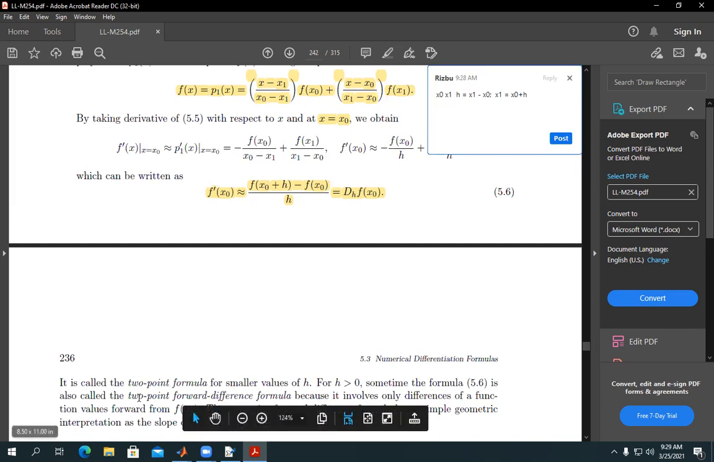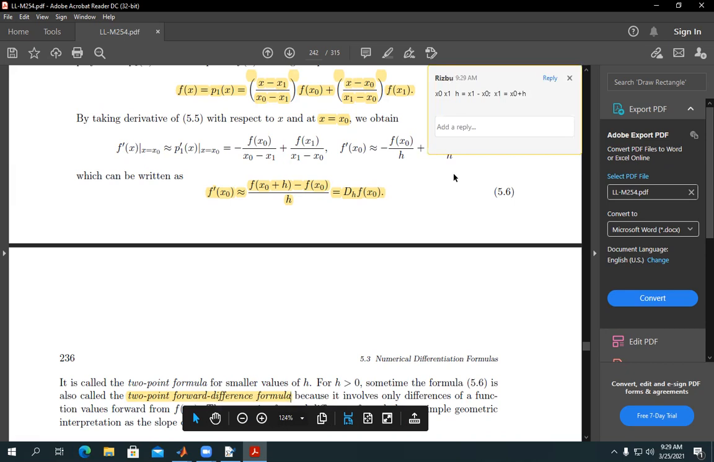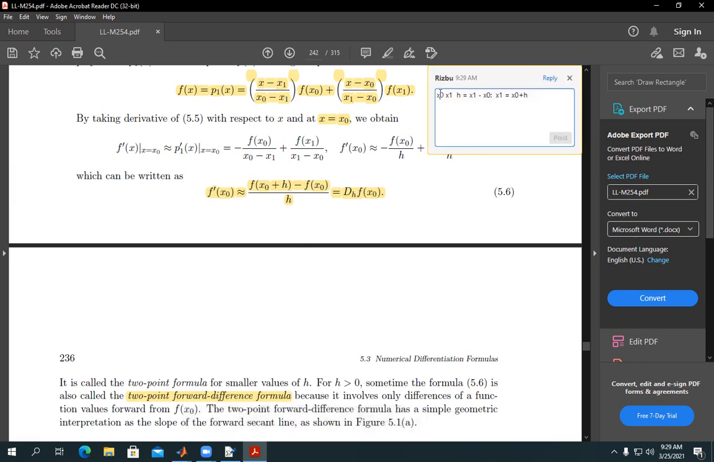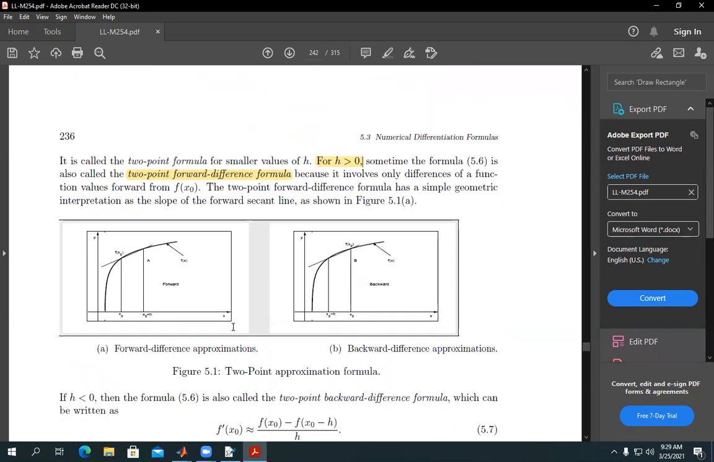This formula is sometimes also called the 2-point forward difference formula. Why do we call it the forward difference formula? Because you are given x naught, and you need one more point. That point is x1, and x1 is on the right hand side. The right hand side means the forward difference formula. If your h is positive, we call it a 2-point forward difference formula.